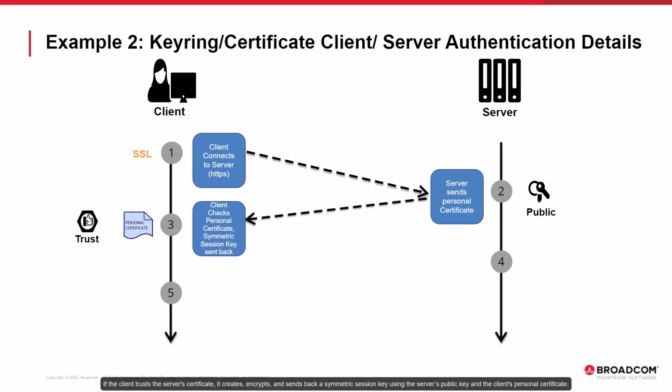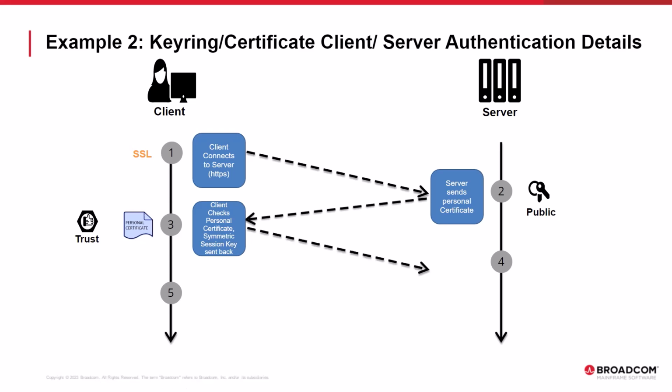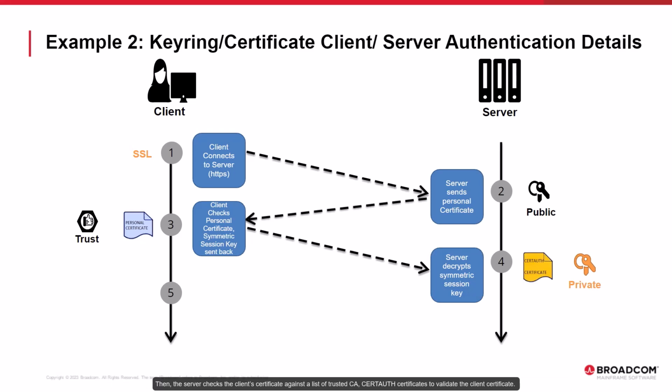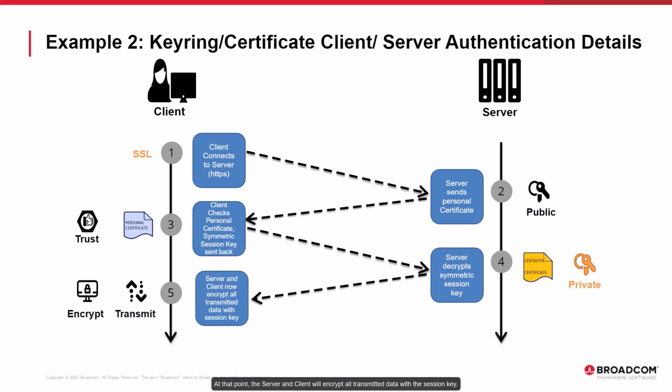If the client trusts the server's certificate, it creates, encrypts, and sends back a symmetric session key using the server's public key, along with the client's personal certificate. Then the server checks the client's certificate against a list of trusted CA certificates to validate the client's certificate. If the client is trusted, the server decrypts the symmetric session key using its private key and sends back an acknowledgement encrypted with the session key to start the encrypted session. At that point, the server and client will encrypt all transmitted data with the session key.